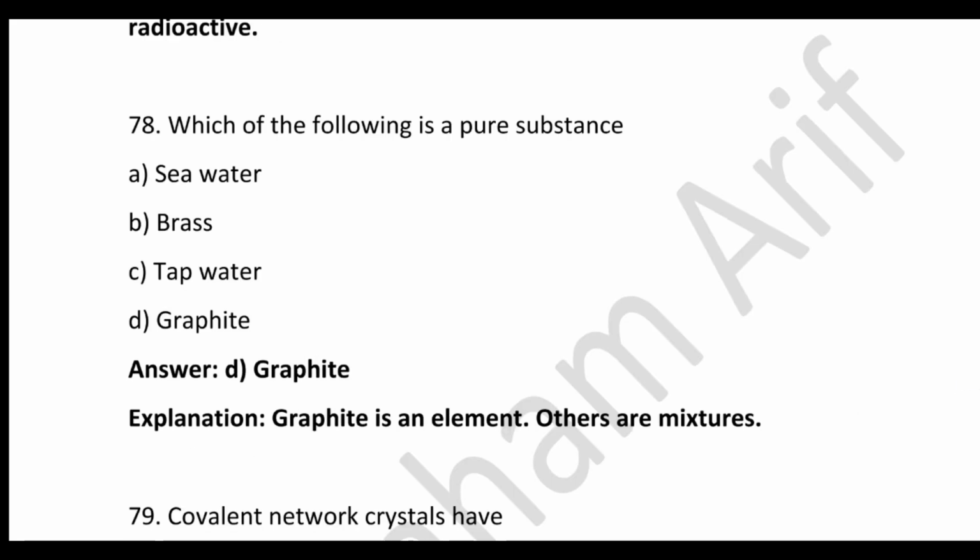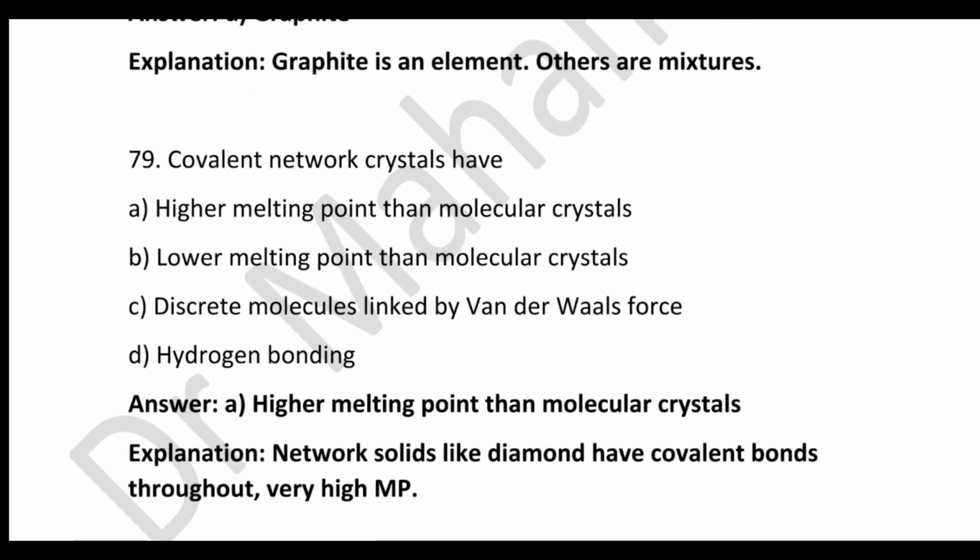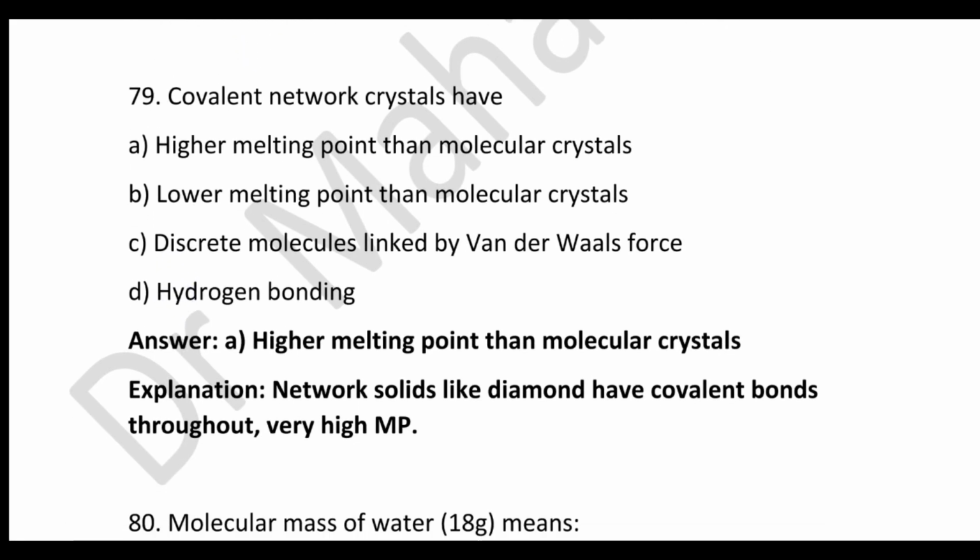Which of the following is a pure substance? Correct answer is option D, that is graphite, because graphite is an element and others are mixtures. Covalent network crystals have, correct answer is option A, that is higher melting point than molecular crystals, because network solids like diamond have covalent bonds throughout with very high melting point.